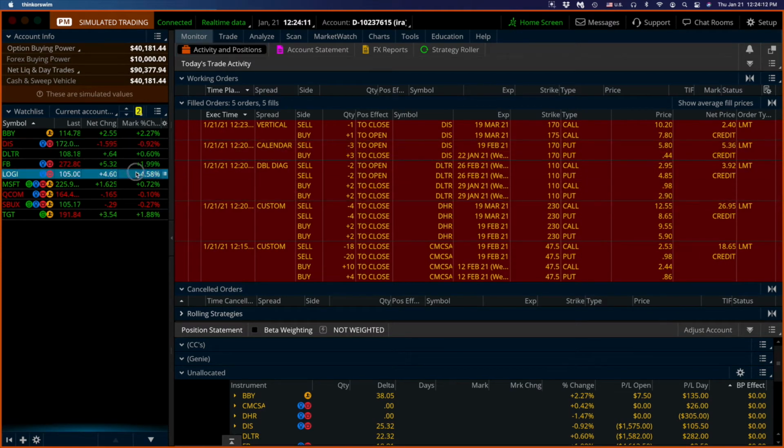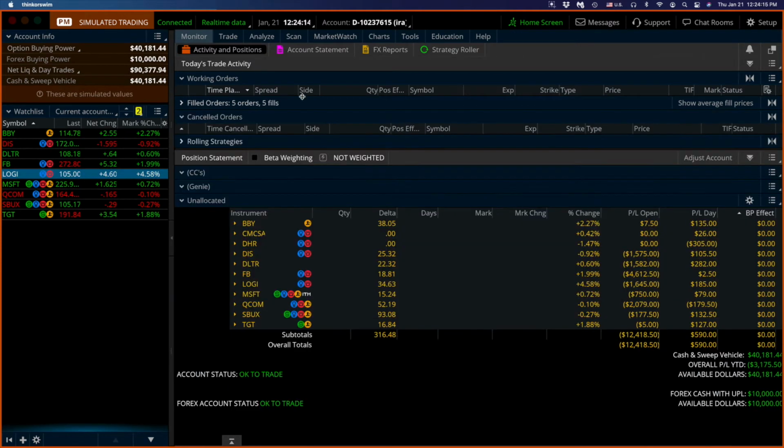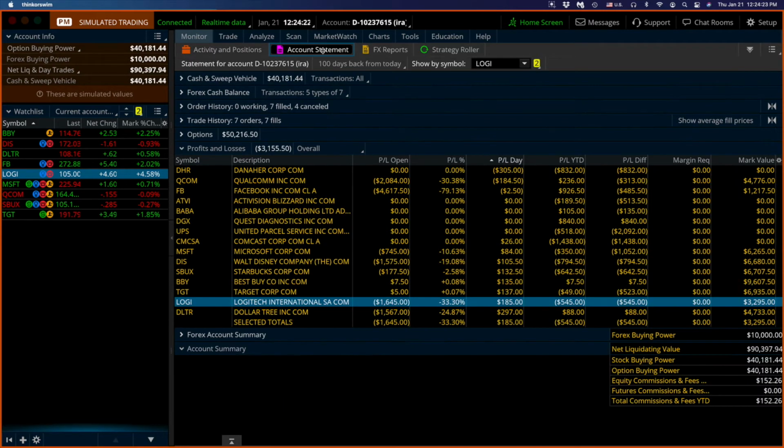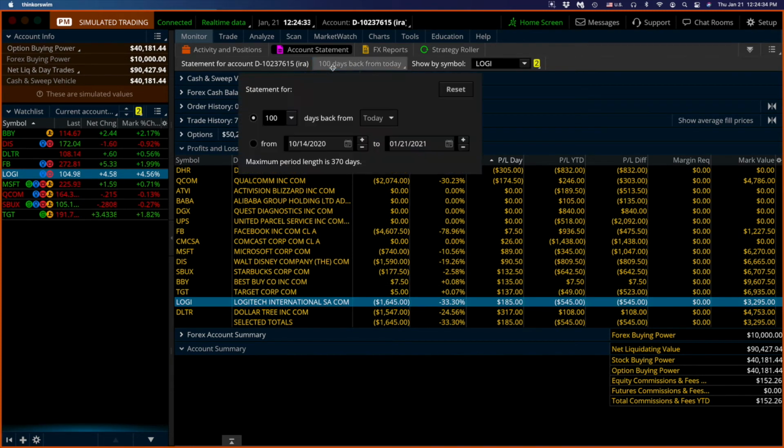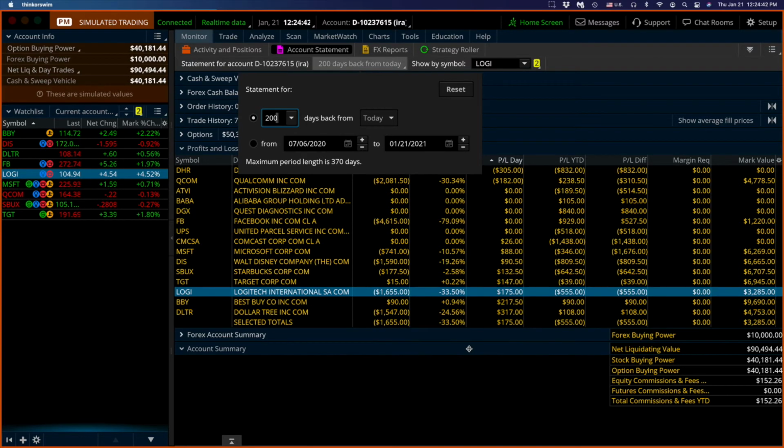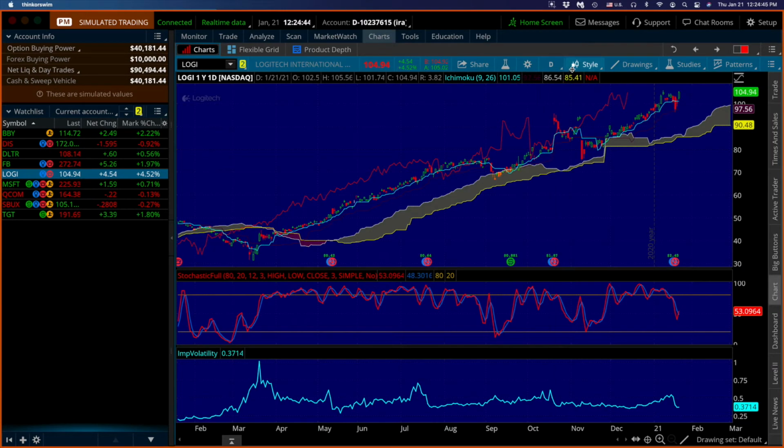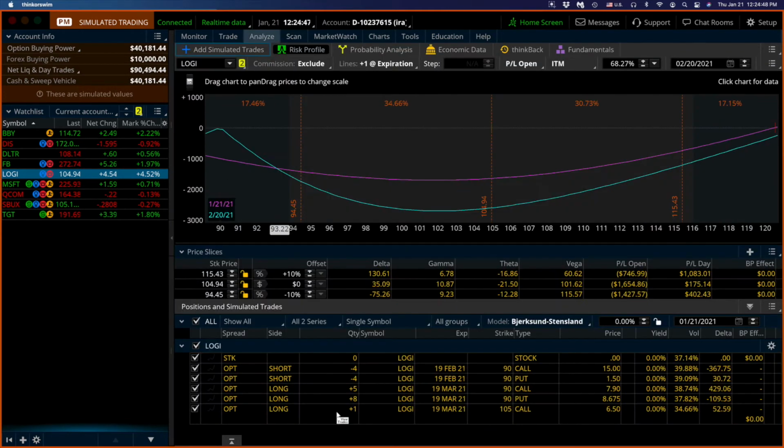I think that's where I was. Okay, that's set to 100 days, so the P&L difference is back 100 days. Let's see if I put, let's say, 200. Would that be any different? No. We are losing $545 on that trade. But now it's breaking out to a new high, and we are delta positive, 35. So that's good.